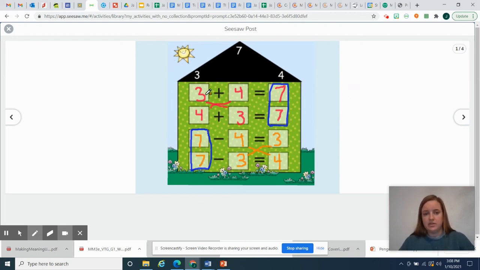So you can see 3 plus 4 is 7. Flip-flop, 4 plus 3 is 7. Big numbers go to the front. 7 minus 4 is 3. 7 minus 3 is 4. There is no other numbers but 7, 3, and 4. And that's what's important to remember. Don't try to bring in any other numbers that just fall out of the sky, because then you're going to be confused. All right, so let's erase this one.